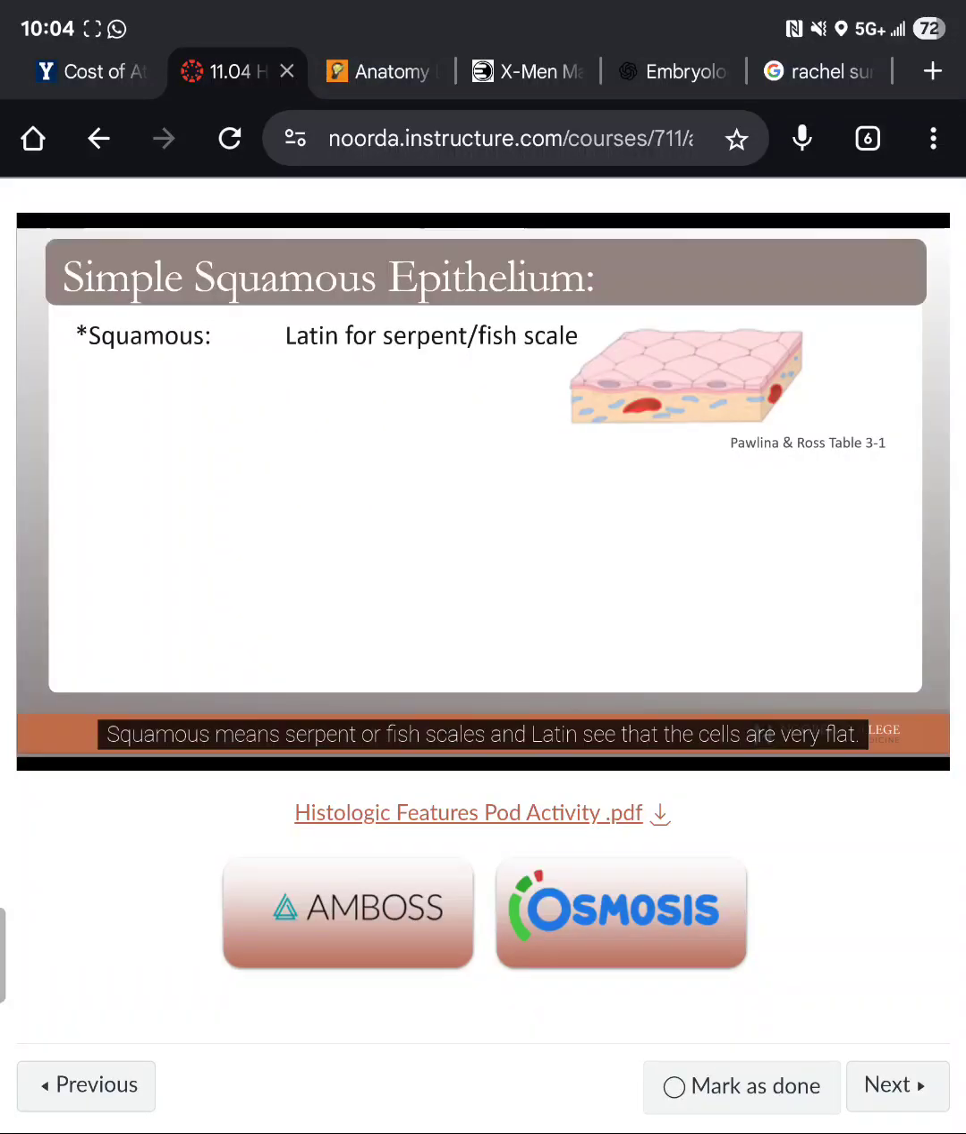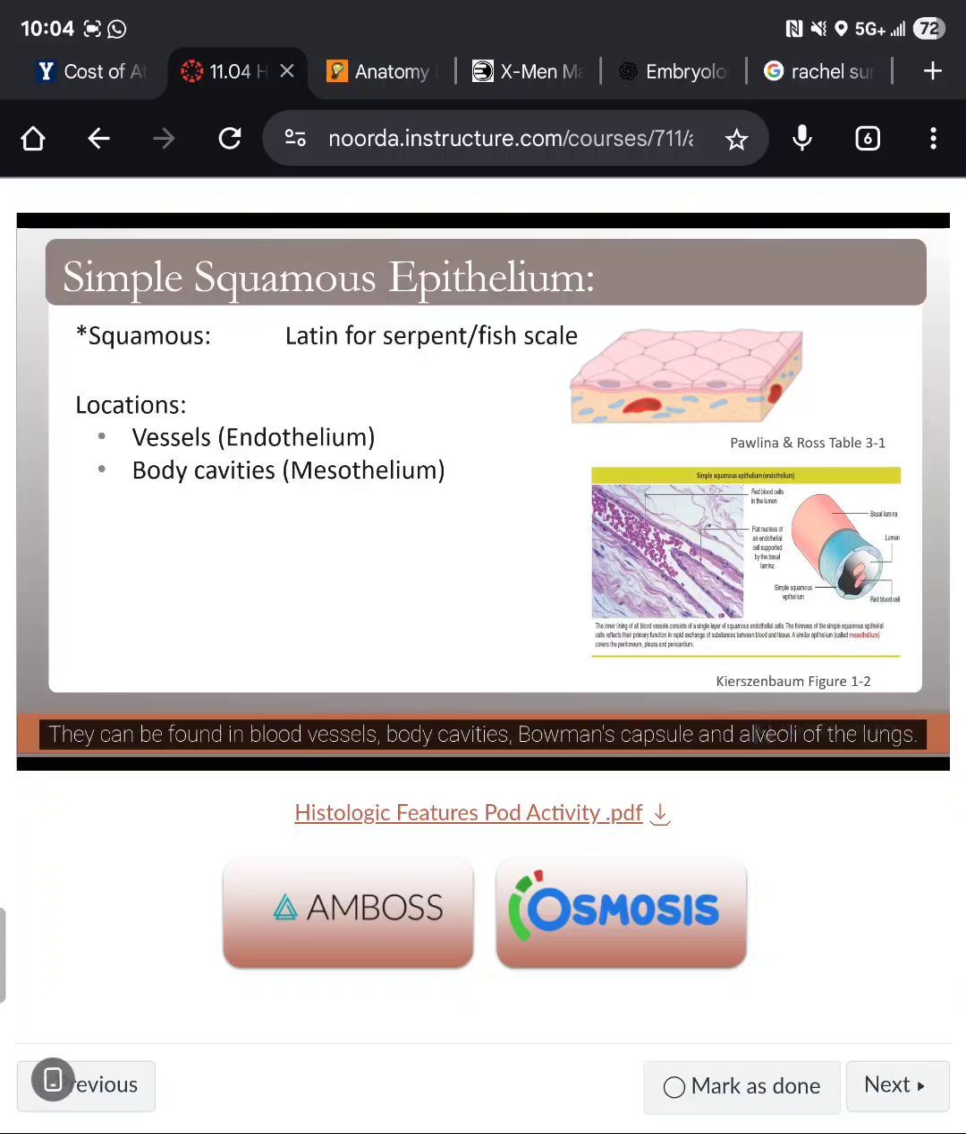Squamous means serpent or fish scales in Latin. See that the cells are very flat. They can be found in blood vessels, body cavities, Bowman's capsule, and alveoli of the lungs.